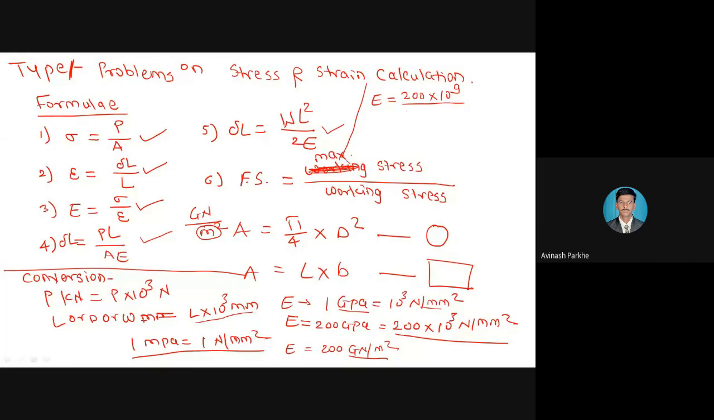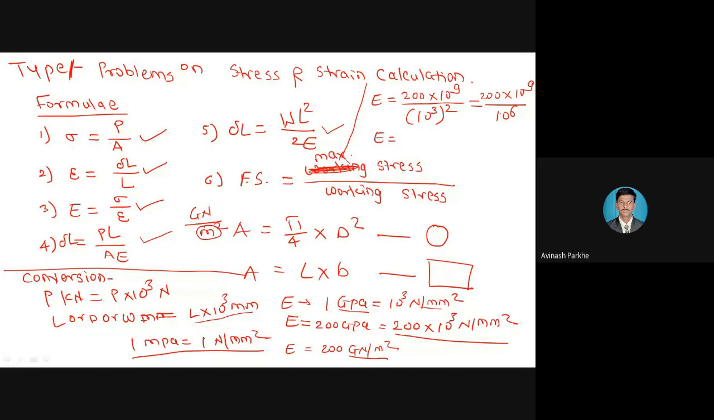It is at the bottom side, so 10 raised to 3 and its square. Meter is converted in mm, meaning 1000, and here meter square is present, so I have taken the square as it is. That means your modified step becomes 200 into 10 raised to 9 divided by 10 raised to 6. Then capital E is equal to, this 10 raised to 6 is present at the bottom side.